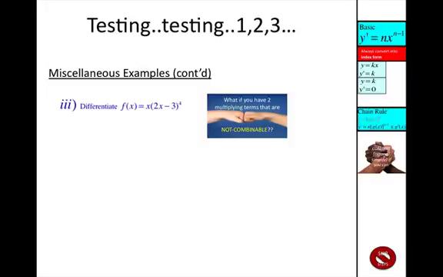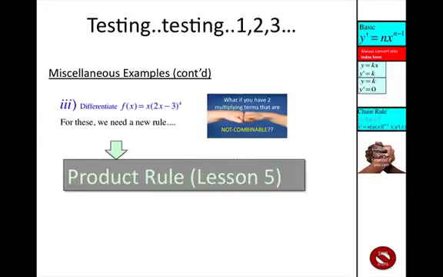Which begs the question, what if you do have two multiplying terms? And by terms I don't mean numbers, I mean x's or functions of x. So here we've got x multiplying by 2x minus 3 to the 4. What happens if we've got these two multiplying terms that are not combinable? Well, we can't do this based on what we know so far. We actually need a new rule for questions like these. And that new rule is product rule, which will be what is in store for you in lesson 5.